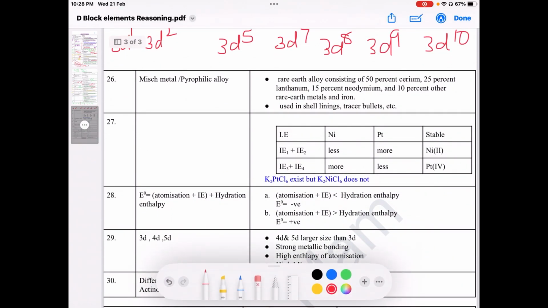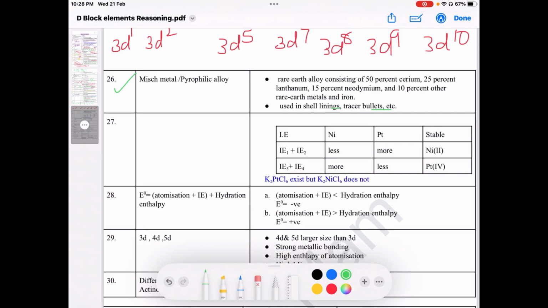The next question, mischmetal or a pyrophoric alloy. That one is a rare earth alloy consisting of 50% cerium, 25% lanthanum, and 10% other rare elements. This one is pyrophoric in nature. That one is used in shells, lighter flints, tracer bullets, etc.